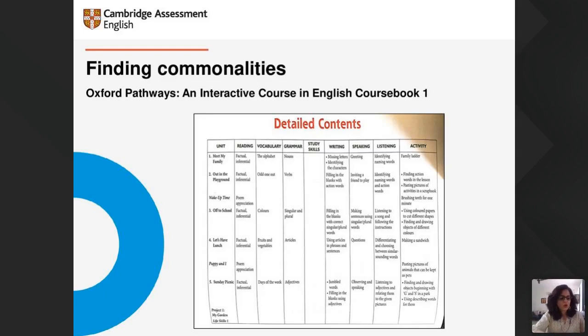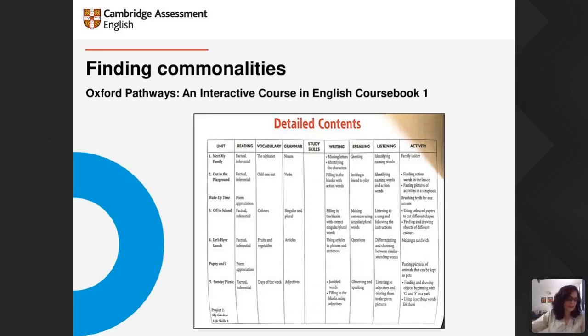But almost all course books which come these days, they could be Macmillan or Oxford or Cambridge, but they come with a very detailed kind of template like this, where you have the name of the unit, then you have the reading focus, you have the vocabulary that is covered, you have the grammar topics, then some of them could cover study skills, and then you have the writing subskills mentioned, the speaking subskills, the listening subskills, and the activities which actually enable all of this, right? So you already have a template like this.